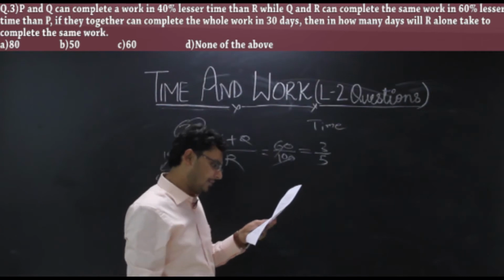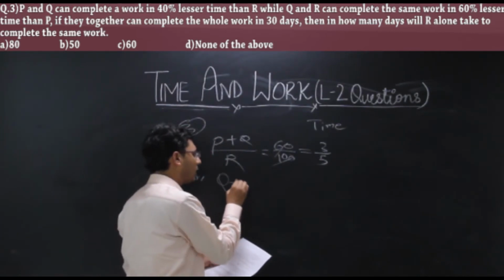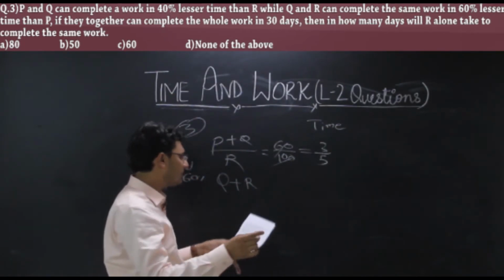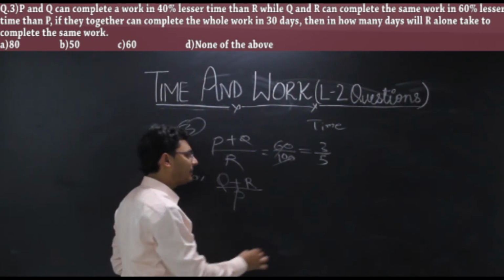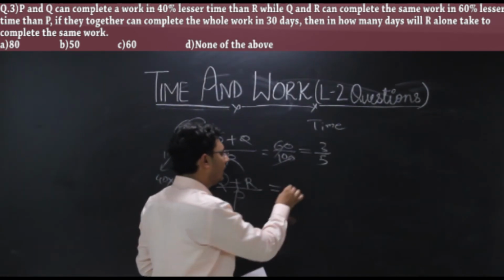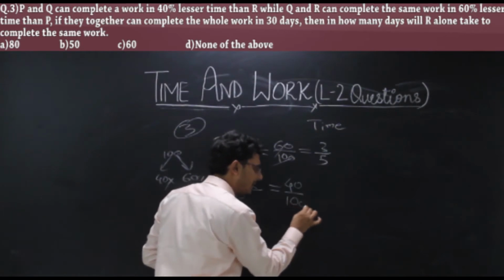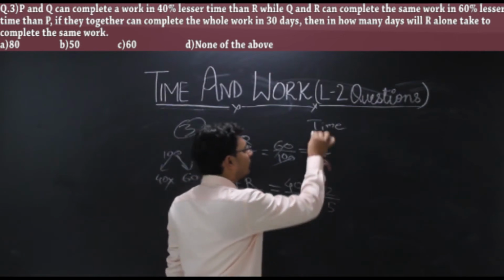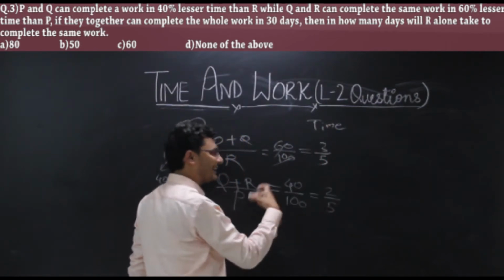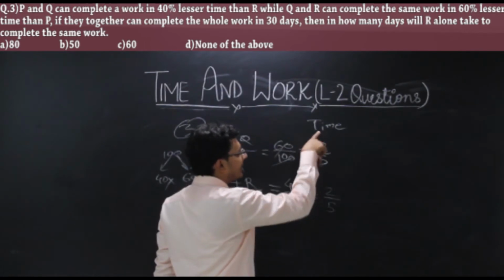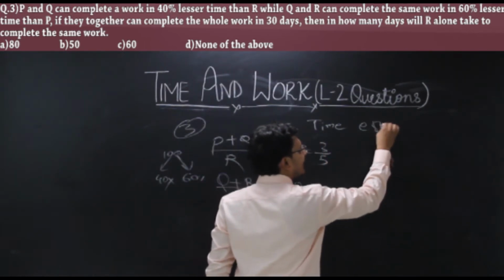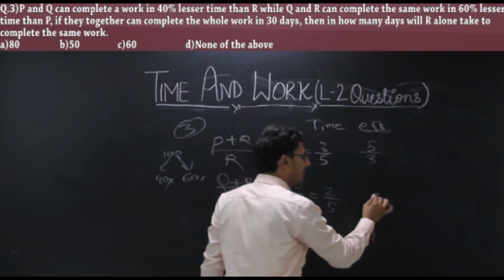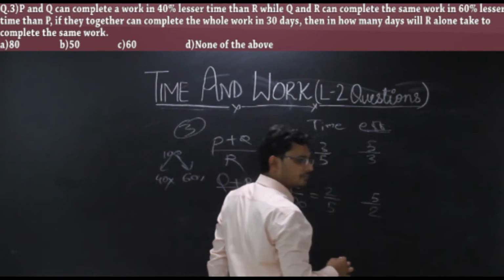The second statement says that Q and R do the same work in 60% less time than P. 60% less means out of 100, 60 is gone, so the remaining is 40%, that is 40/100, that is 2/5. As you know, what we require is the ratio of efficiency. So if time is in this ratio, then efficiency, as it is inversely proportional, would be 5/3, and same here it would be 5/2.